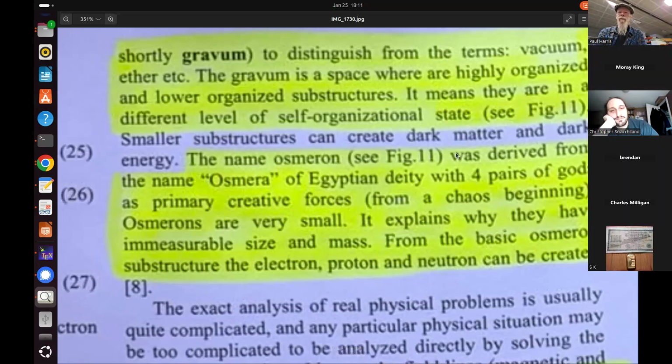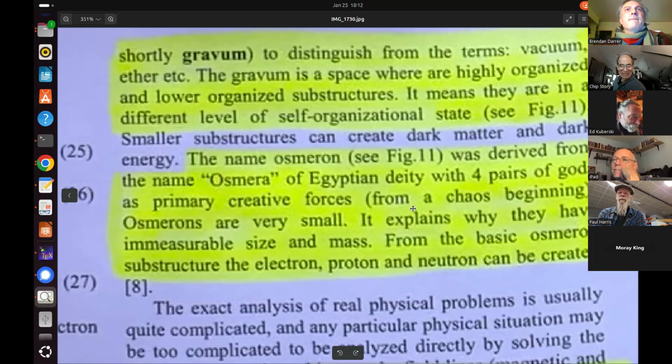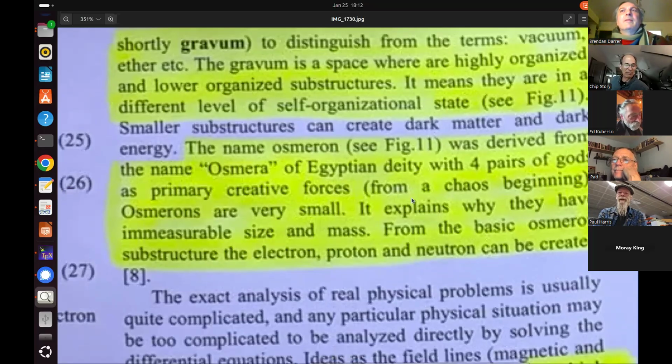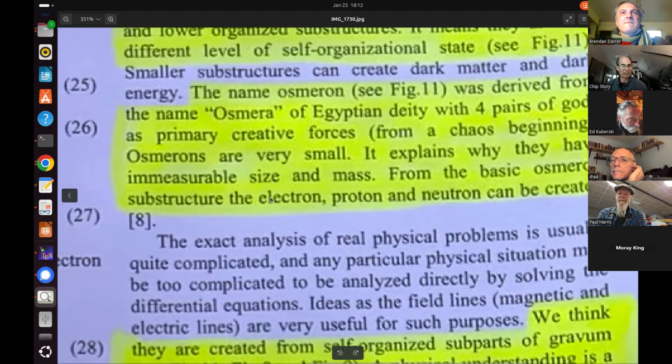Sorry to interrupt. This is where I was going to say, remember I had something interesting to show you. The Osmeron. The name Osmeron was derived from the name Osmera, of Egyptian deity with 4 pairs of gods as primary creative forces. The rest from a chaos beginning. Osmerons are very small. It explains why they have immeasurable size and mass. From the basic Osmeron substructure, the electron, proton, and neutron can be created.